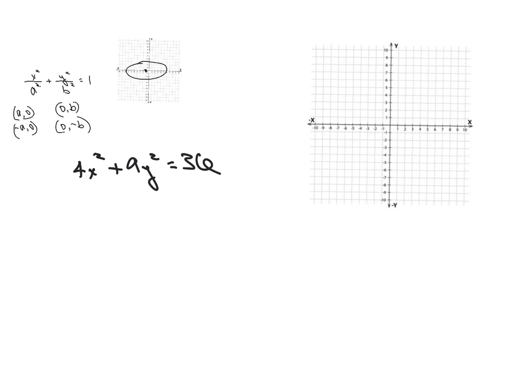One of the things that you'll notice is that there's a 36 here and there's a 1 here. All right, so that's the first thing we need to do: get rid of that 36. And the way you get rid of that 36 is you divide each term by 36, and 36 over 36 is 1. So we have 4x squared over 36.